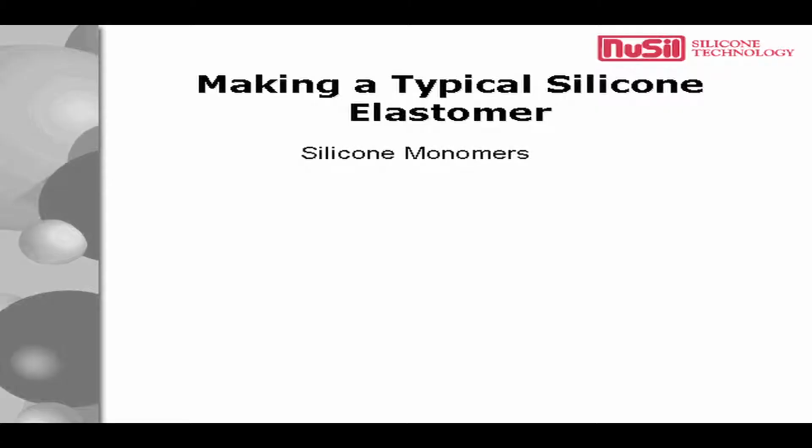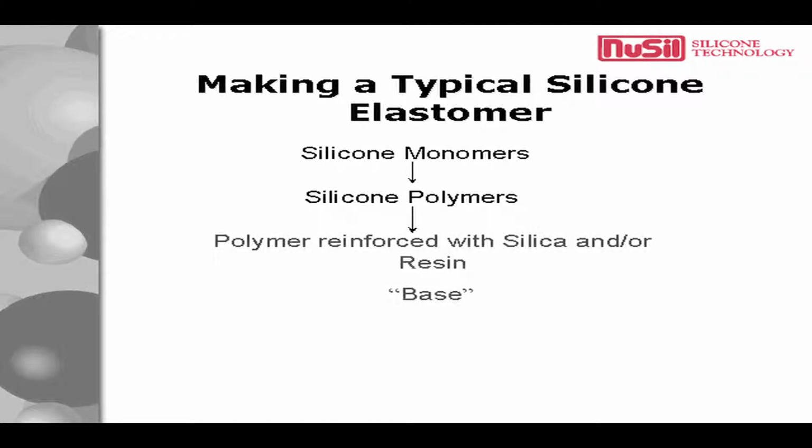So how do you make a silicone? You take a monomer and you open it up and you make a polymer. Now you reinforce it. So if I had a silicone polymer here, I could pull it that far and it would come apart. If I reinforce that with resin or with silica, I can pull that 10 times, 12 times, so you get elongation from it, you get strength. So you're using a reinforcing agent, which is a resin or a silica.